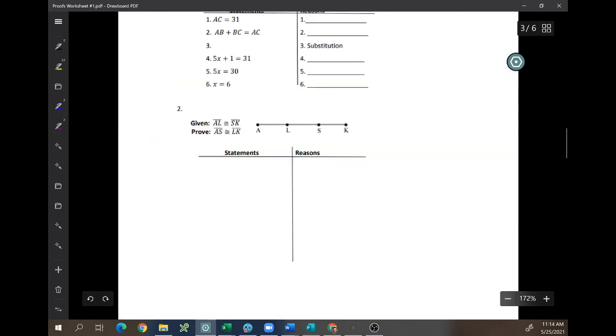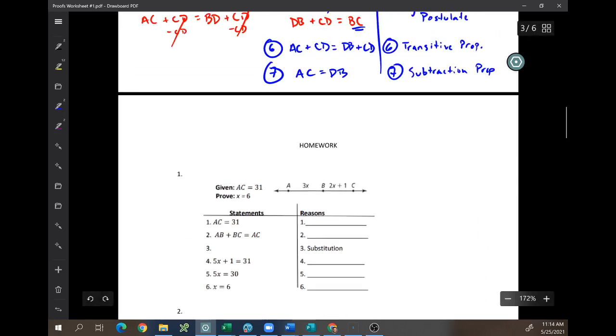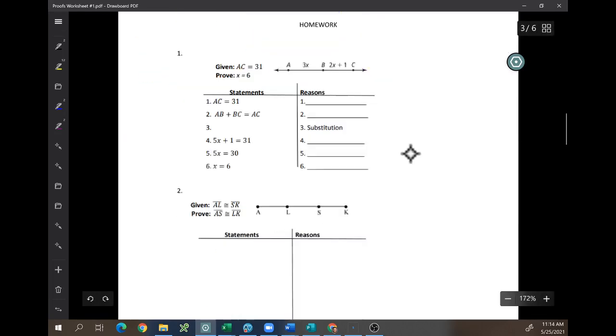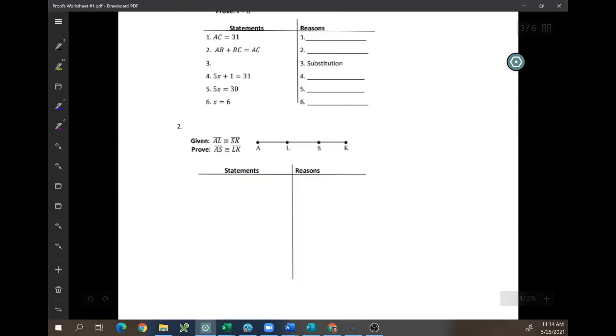Number 2 is a little bit tricky, but number 2 is actually very, very similar to this one if it was just the bottom piece of it, right? So I actually kind of already did number 2 down here. You should be able to kind of figure it out. It's very similar, where I give you that AL is congruent to SK, and we want to prove that AS is congruent to LK. So you're going to use that segment addition postulate and the transitive property. Okay, so you have to do that one on your own.